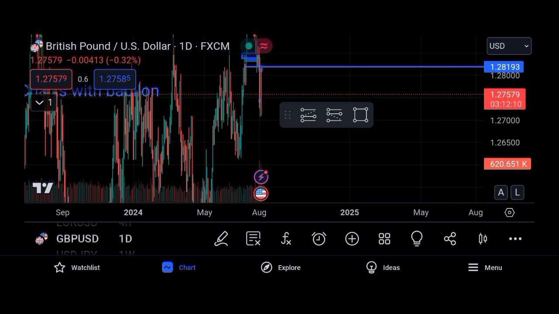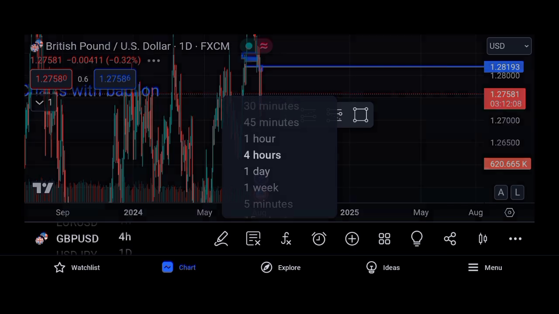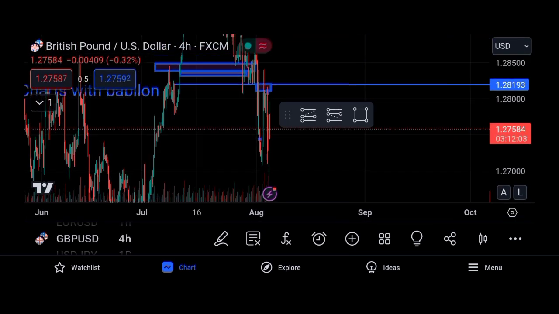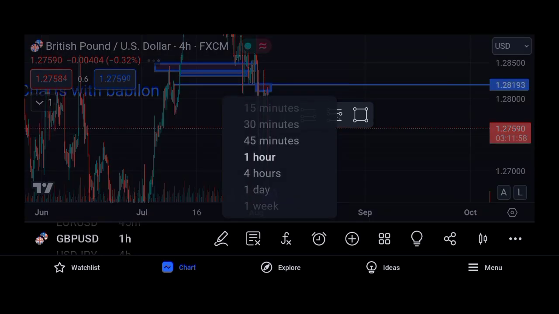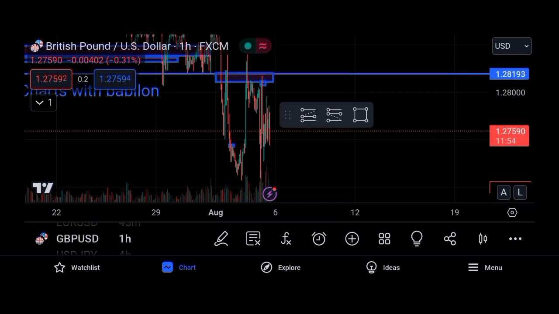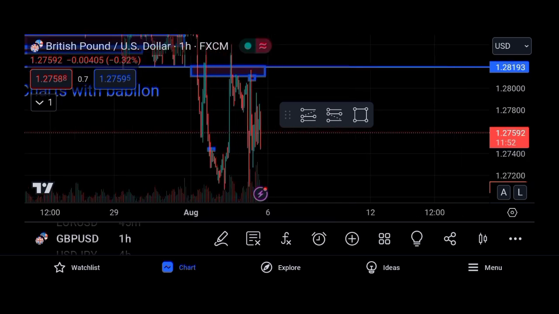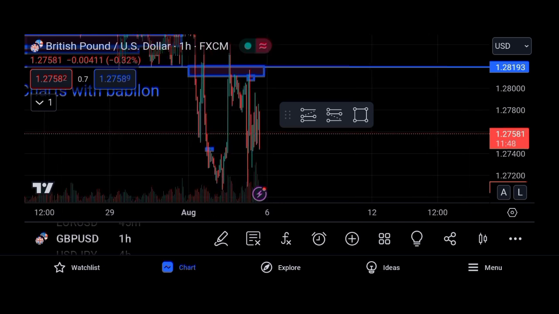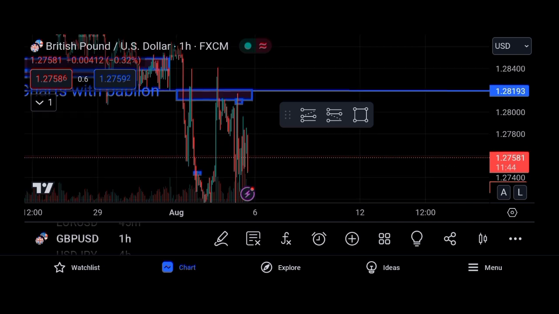So you want to be looking to sell, but let's check what price is doing in the 4-hour time frame. In the 4-hour time frame, it's also bearish. You can see the market is dropping, so you might be looking for a sell in this case. Let's go down to the 1-hour time frame too. In the 1-hour time frame, price is just consolidating, just ranging, but mostly with bearish candle formation.